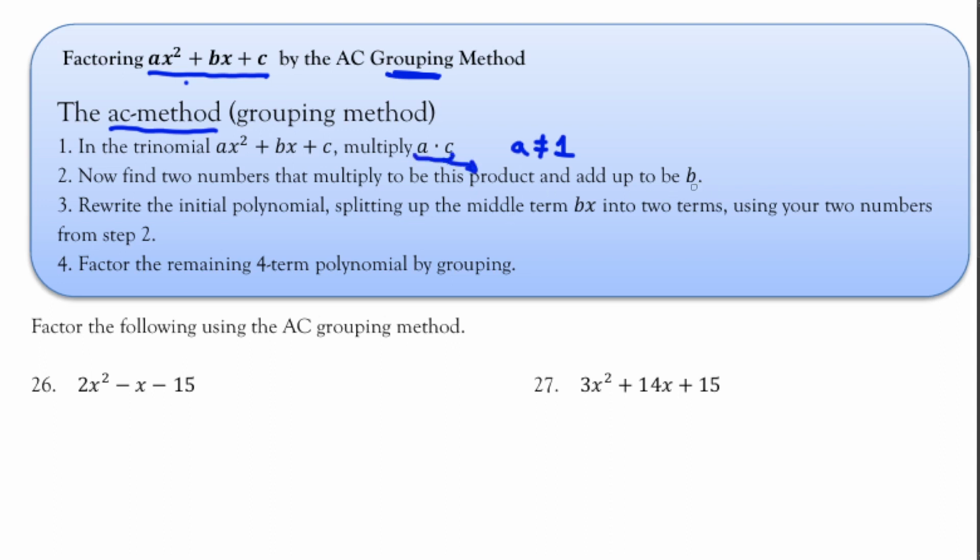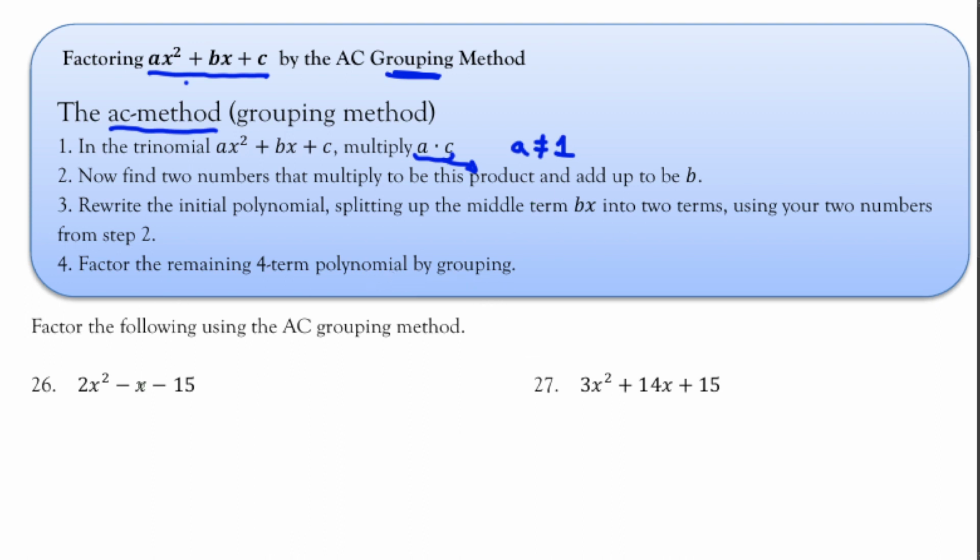This is pretty similar to the shortcut method, but instead of just getting the answer right away, we use these 2 numbers to break up the middle term into 2 pieces. After that, you can factor by grouping. This maybe seems very complicated, but it's basically, let's figure out how to break up the middle term and then we can factor by grouping.